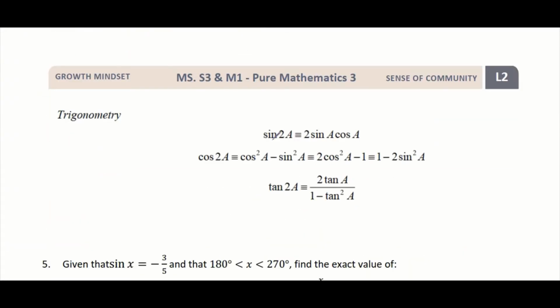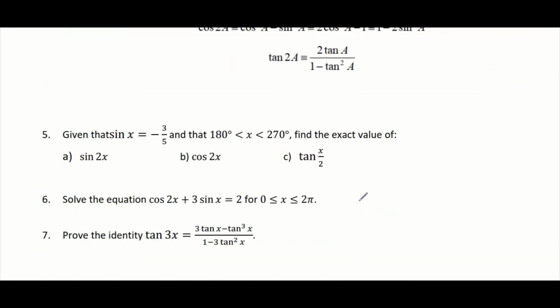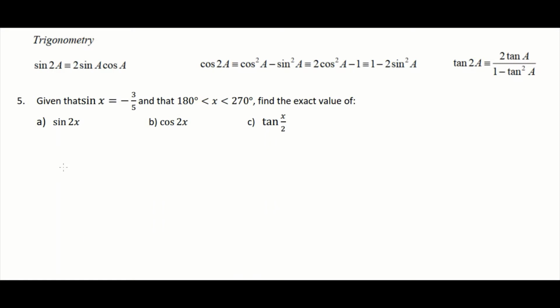So in your exam paper, it will be given in this form as well. So they will give you the 3 different forms for cos 2A as well. Okay, so let's try to look at the 3 very last questions. Okay, number 5, given that sine x equals to negative 3 over 5 and x is between 180 to 270, find the exact value of the below terms.